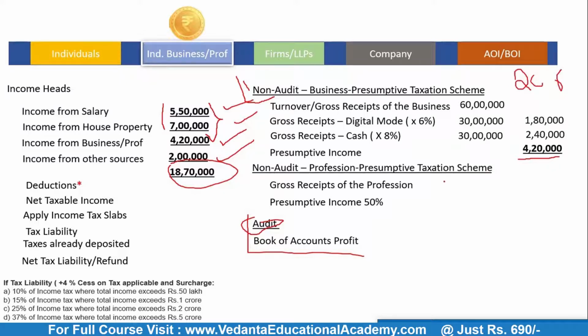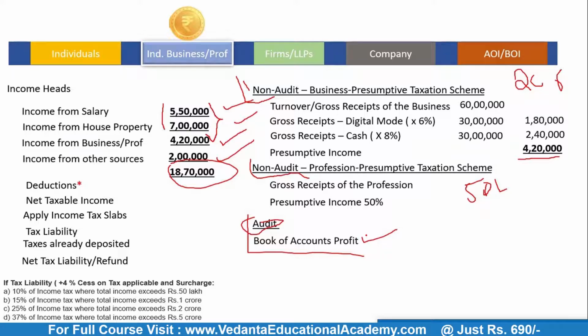Okay, and again, if there is any profession, if the profession income is less than 50 lakhs, they can calculate the presumptive income under Section 44ADA of the Income Tax Act. And if the business turnover is more than 2 crore, or if any profession's gross receipts are more than 50 lakhs, then you need to compute the book of accounts profit, and that profit will be added into that individual person's total income.